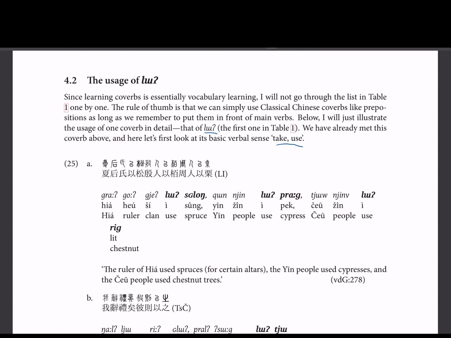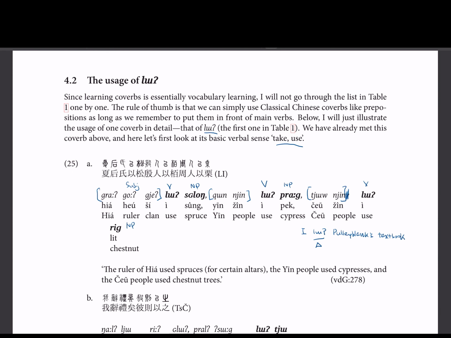Gra gogie le sklon, kun nin le Prague, tu nin le Rig. And the English translation is the ruler of Xia used spruces for certain altars. The Yin people used cypresses, and the Zhou people used chestnut trees. And similarly, if we want to say, I used Pulleyblank's textbook, we can say, I le Pulleyblank's textbook.